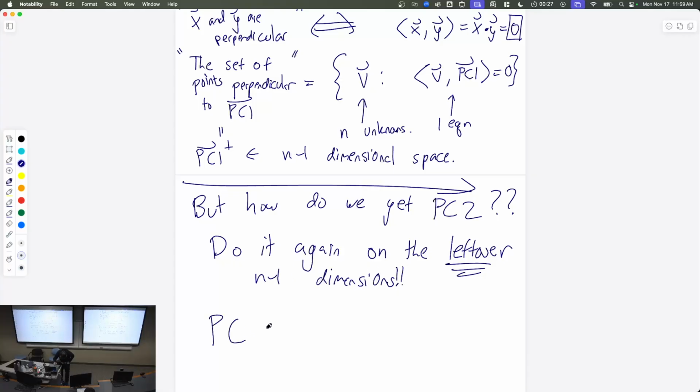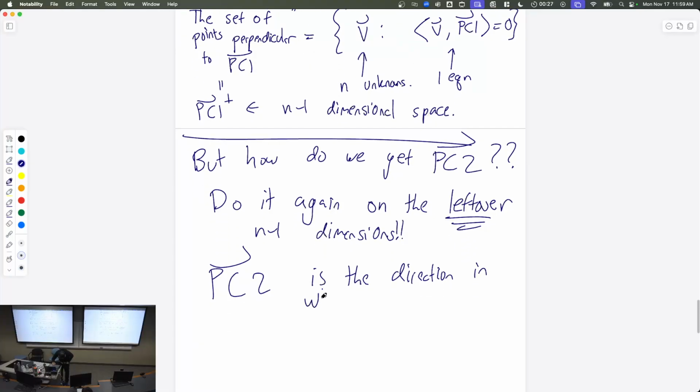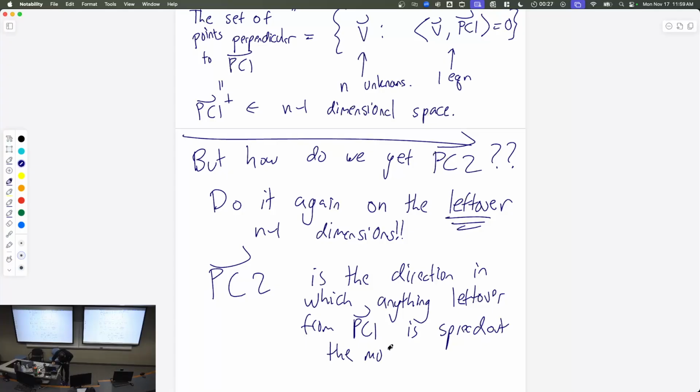So PC2 is the direction in which anything perpendicular to PC1 is spread out the most. Anything left over from PC1 is spread out the most. So you've already sort of extracted the direction in which you have the most amount of variation. Once you remove that direction, you have 16 leftover dimensions. PC2 is like, of the leftovers, which direction would vary the most.